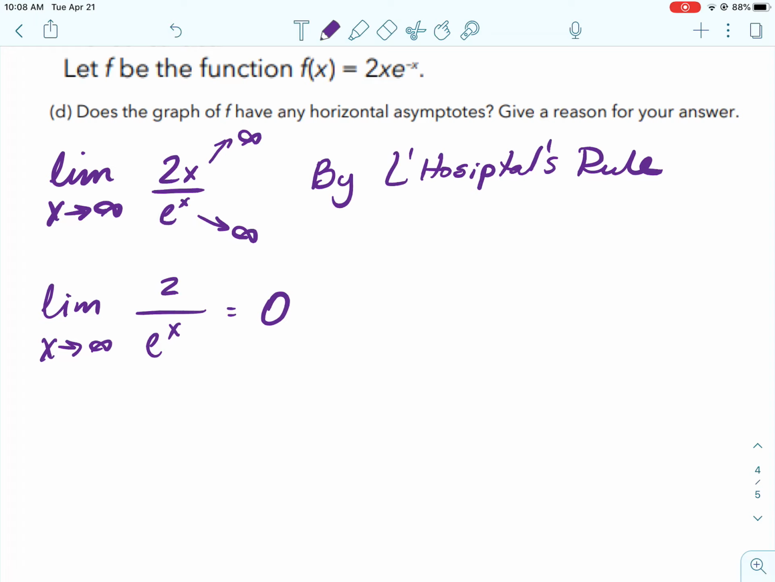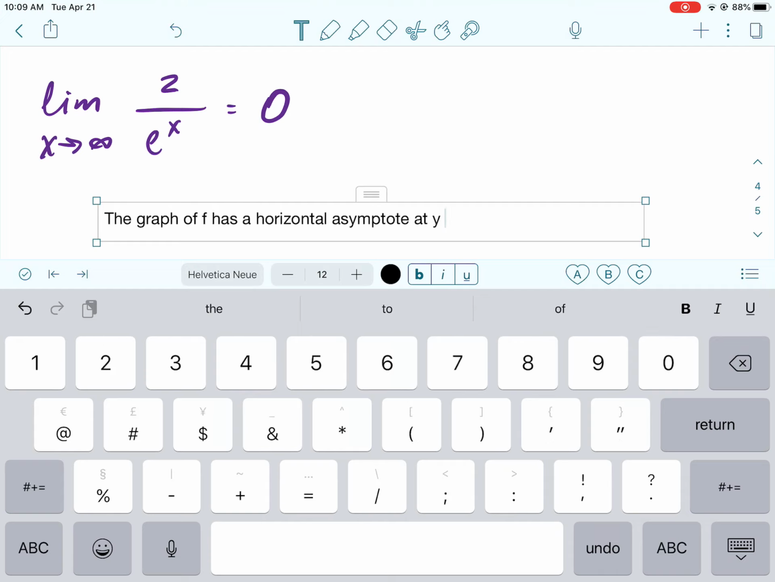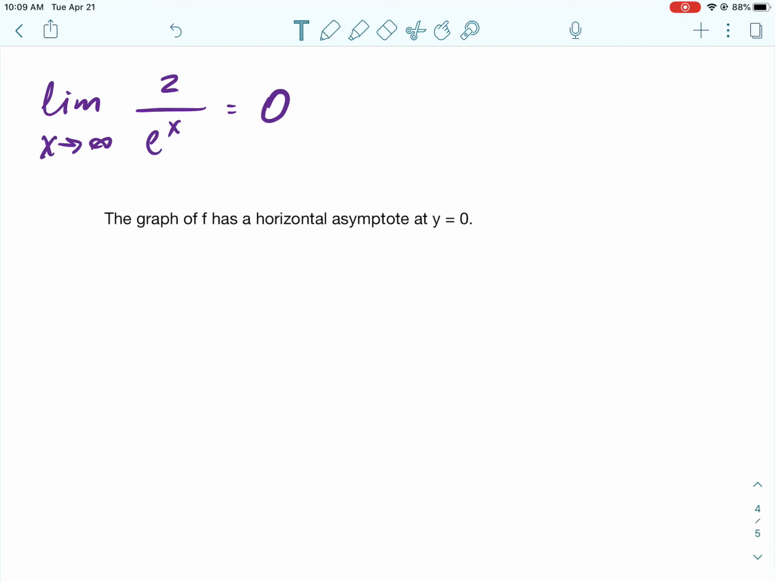So what we would say is, okay. I'm going to have to type it because my pen quit working. So we're going to say the graph of f has a horizontal asymptote at y equals 0.